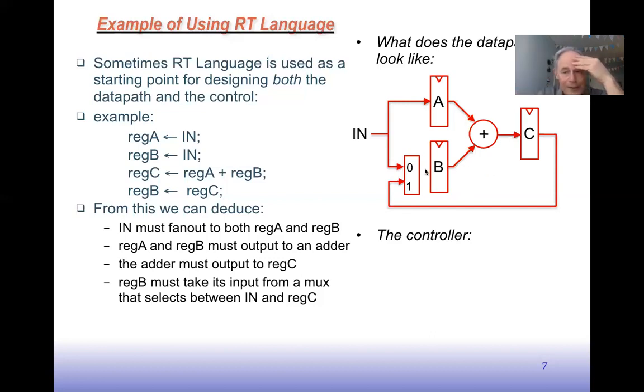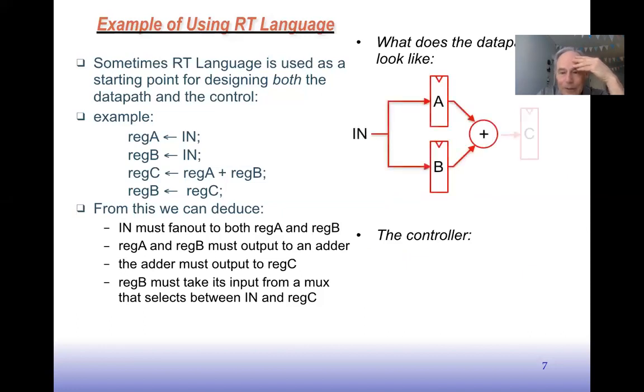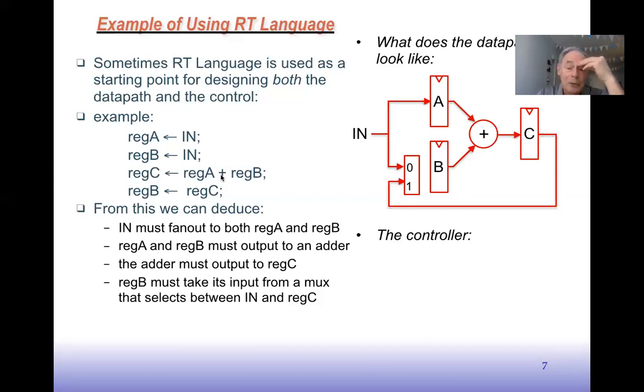This allows us to take... missing the connection between the mux and B, but there's an output here that somehow disappeared. Okay, so that was good. I mean, we were able to deduce the data path based on this little program here.